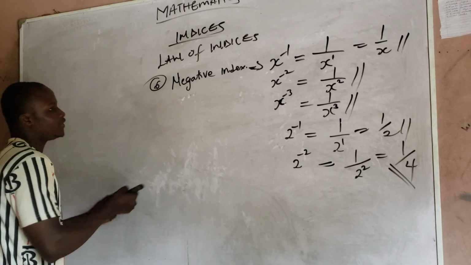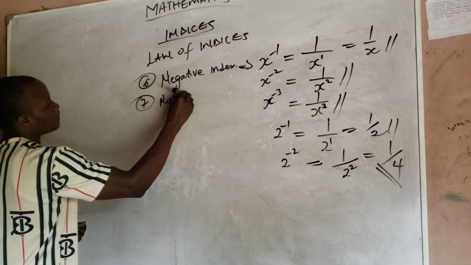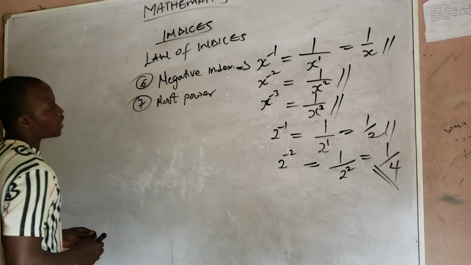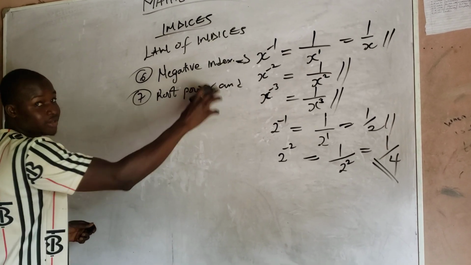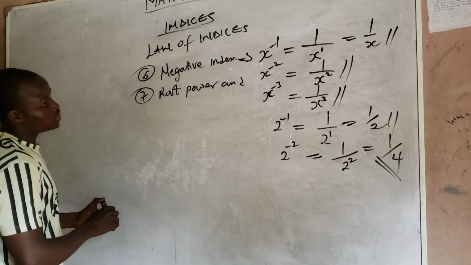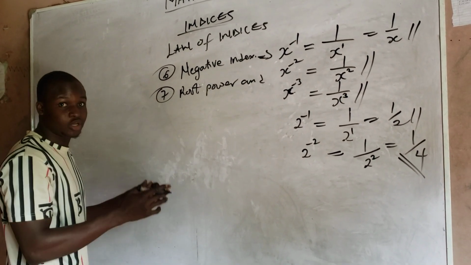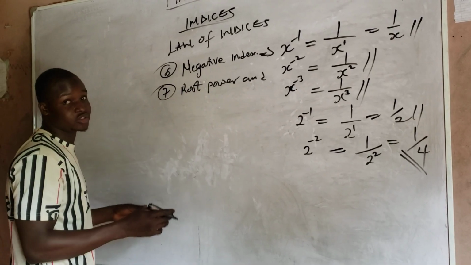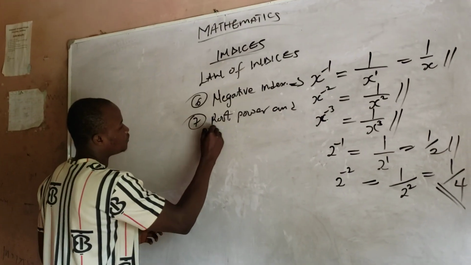The next one, law 7, is root power and fractional index. I want to combine the laws because it's almost the same thing. In some textbooks they split the law into root power and fractional index, but now I want to combine it.